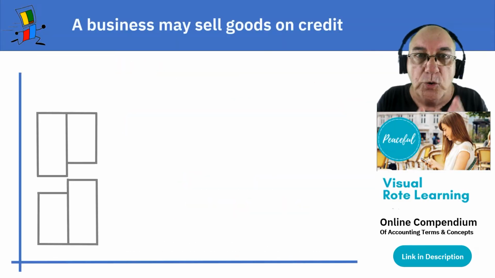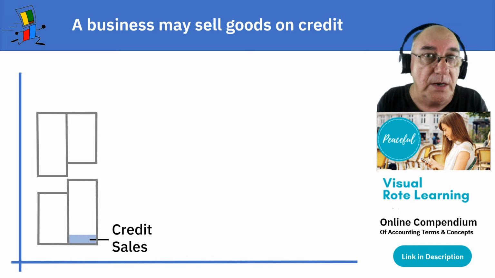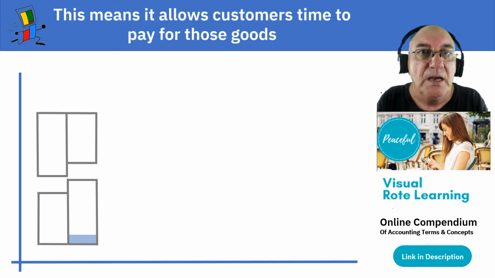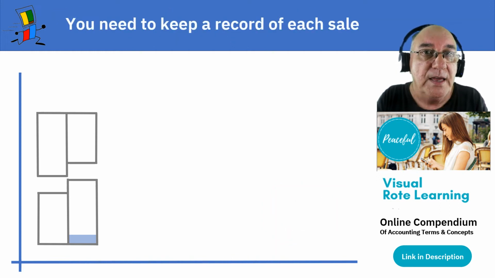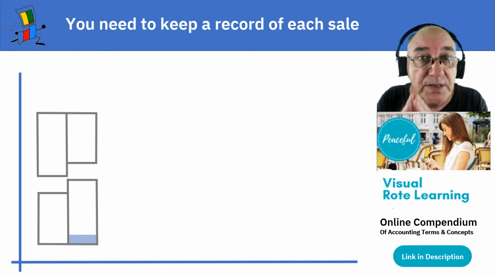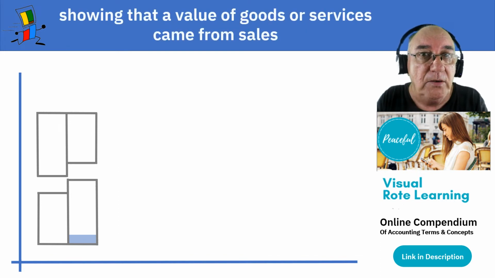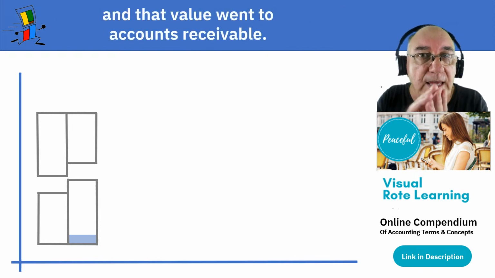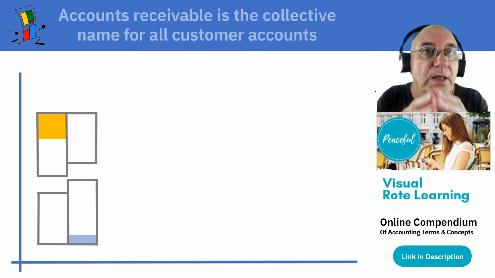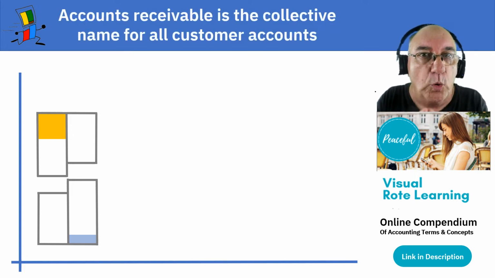A business may sell goods or services on credit. This means it allows customers time to pay for those goods or services. You need to keep a record of each sale, showing that a value of goods or services came from sales and that value went to accounts receivable. Accounts receivable is the collective name for all customer accounts.